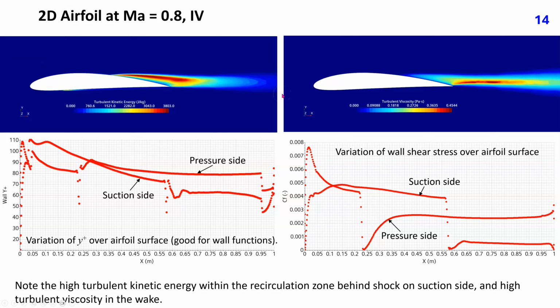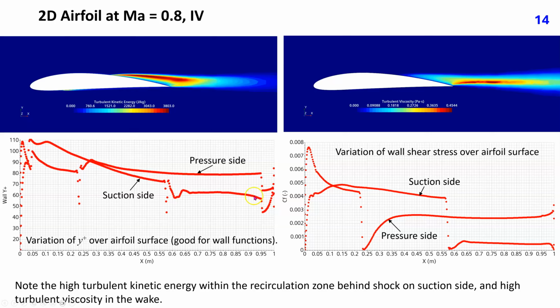Turbulent kinetic energy is maximum in the shear layer above the recirculation zone. The maximum turbulent viscosity is found in the wake downstream of the trailing edge, where it is more than 25,000 times higher than fluid viscosity.